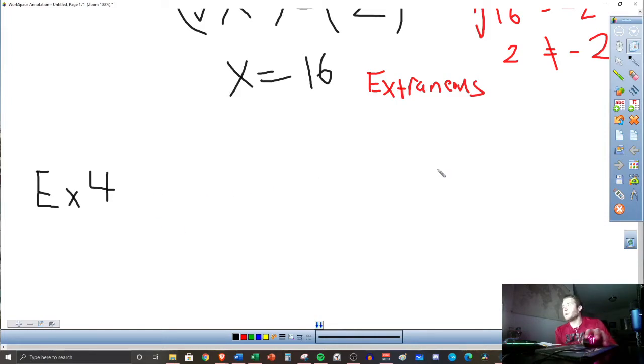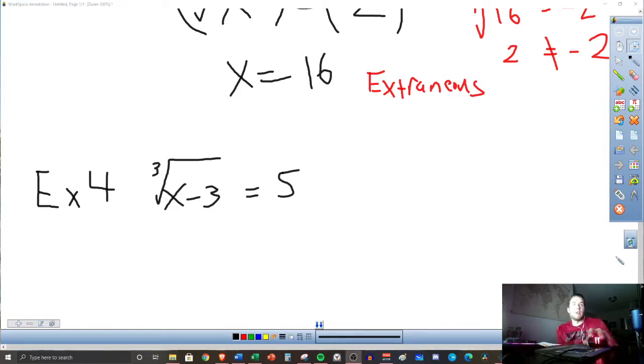Okay, so example 4, I'm gonna go ahead and write it up. Again, I'm writing with my mouse. I'm gonna go ahead and pause this and give you a chance to solve it. See if you can get the answer. Let's figure out what x is equal to.